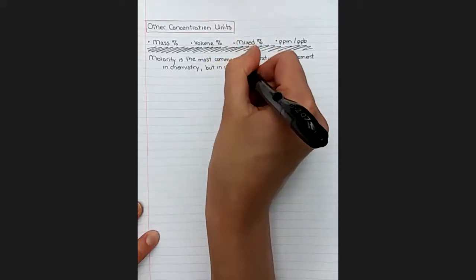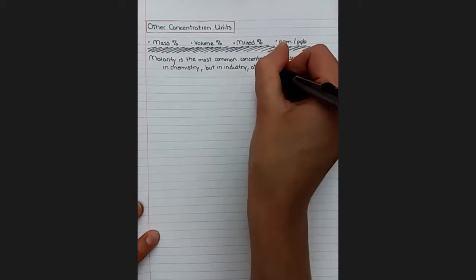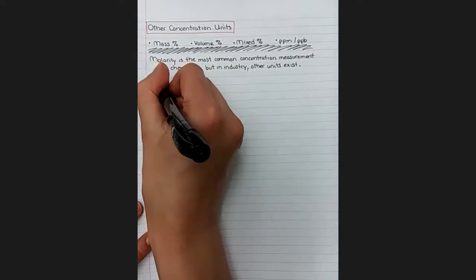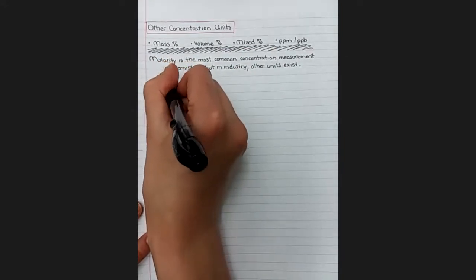So in industry and in the medical field and out in the world, other units exist. And we need to go over those so that you are properly equipped to interpret what it says on your cereal boxes and bleach bottles and whatever other consumer products you may be using. So we'll start with mass percent.